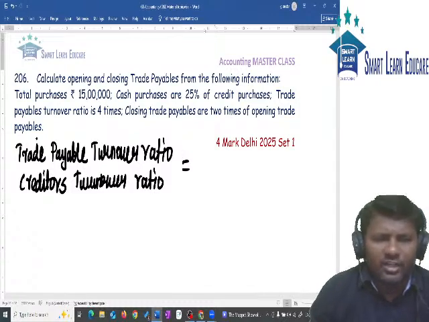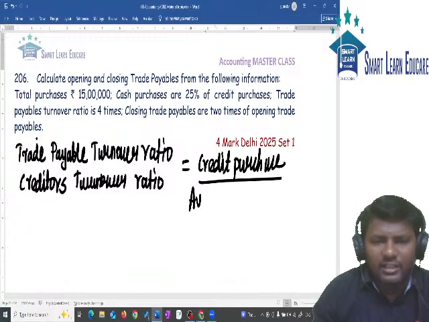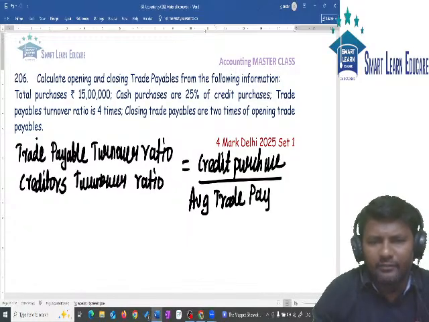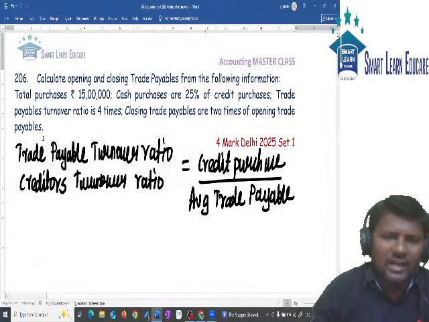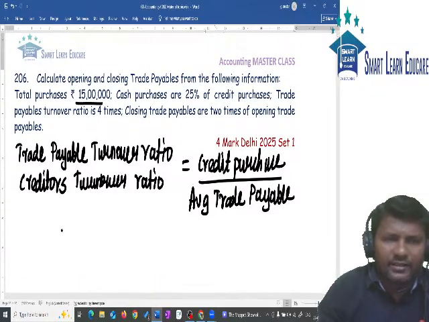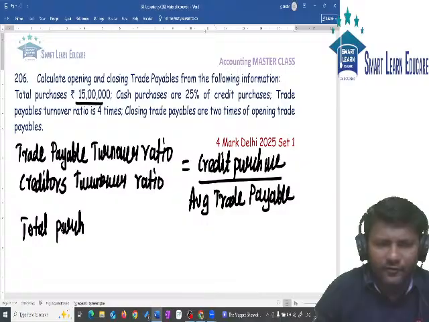What is the formula for creditors turnover ratio? The formula for creditors turnover ratio is credit purchase divided by average trade payable. In the question, total purchase is given as 15 lakh.